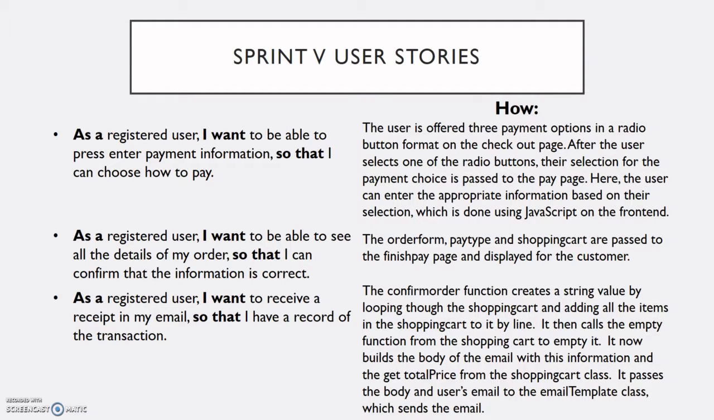As a registered user, I want to be able to see all the details of my order so that I can confirm the information is correct. How? The order form, payment type, and shopping cart are passed to the finished page and displayed for the customer.